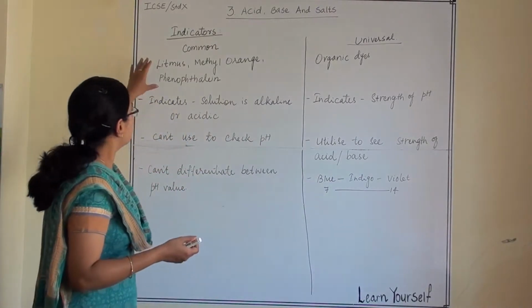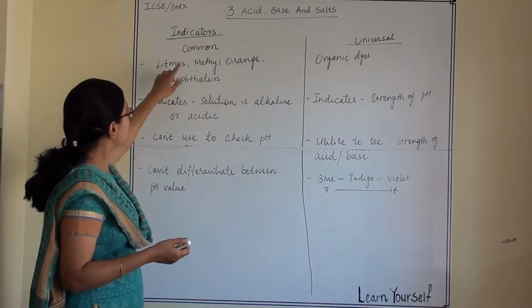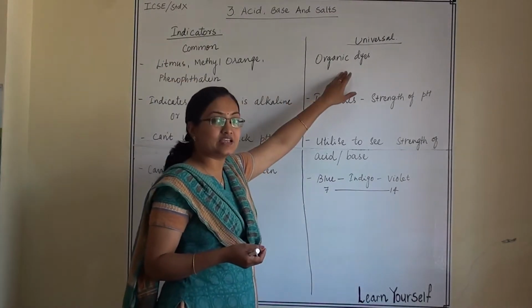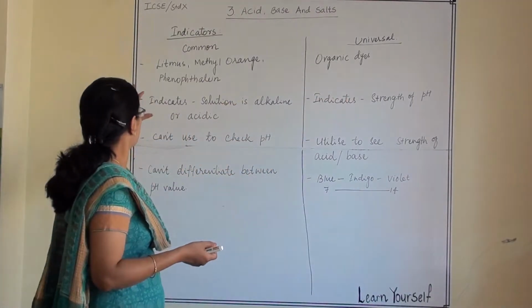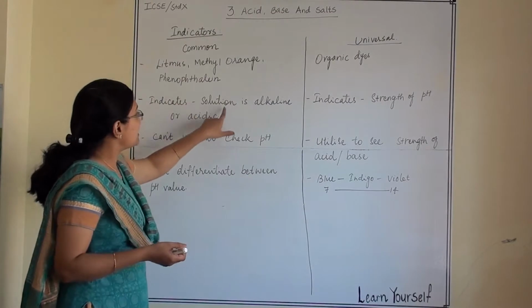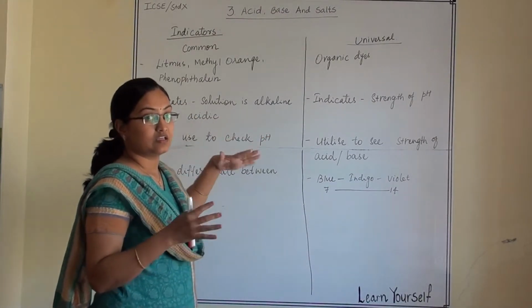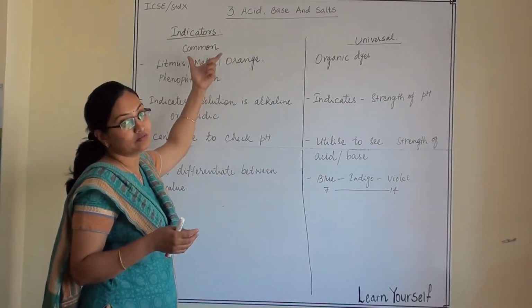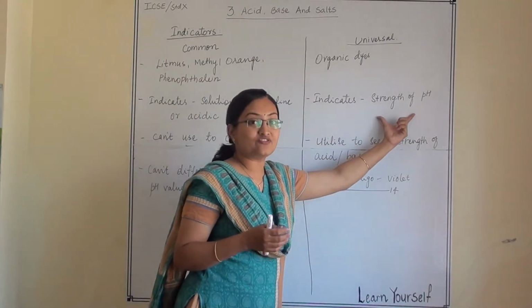So here, these are the examples. What are the common indicators? Litmus, methyl orange and phenolphthalein. Here organic dyes we are using for universal indicators. So it indicates solution is alkaline or acidic. This is a limitation for common indicators, where it indicates a strength of pH.